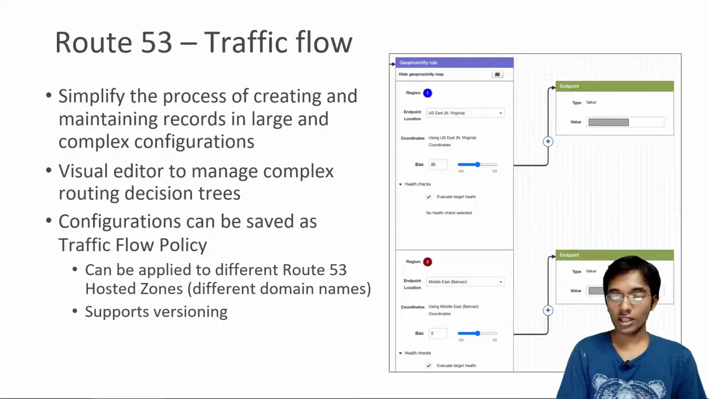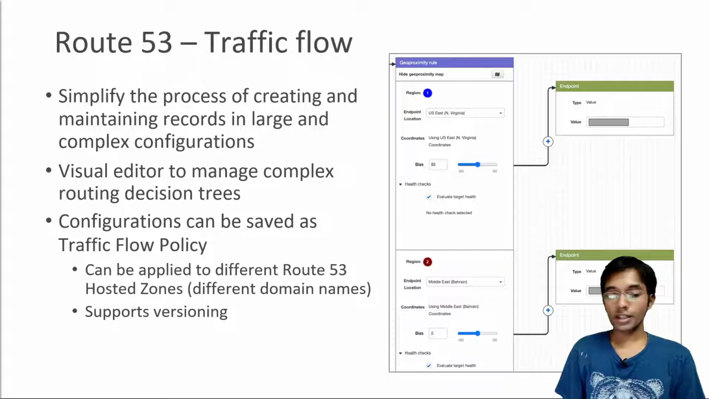If you draft one of the traffic flows in the visual editor, you will pretty easily understand all of the routing policies. So it's a visual editor and gives you complex routing decision trees that you can set up easily, and these configurations are saved as traffic flow policies, and they can even be applied to different hosted zones if you need to, and they support versioning also.